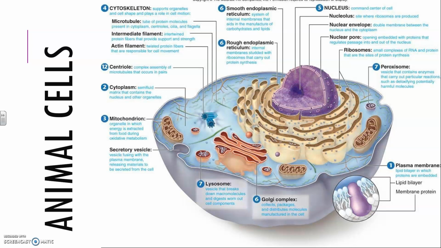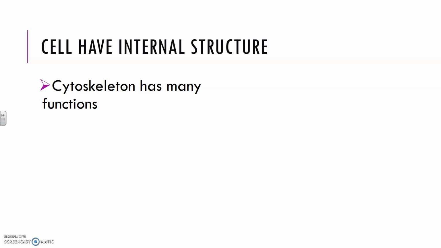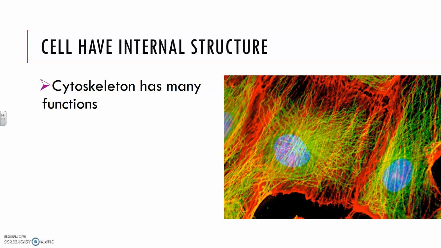Some we won't go into super specific, like the actin filaments and the intermediate filaments, but we are going to go over the majority of this. So first up, the cytoskeleton. The cytoskeleton is basically, as you might guess from the name, the backbone of the cell. That is the greenish part of this image here.